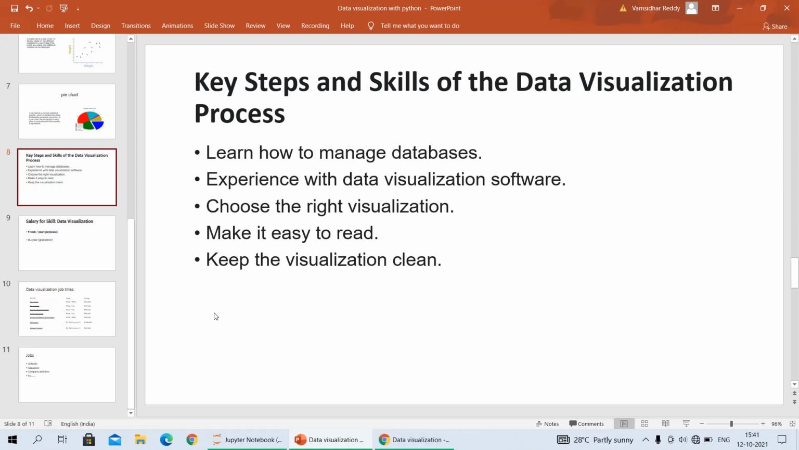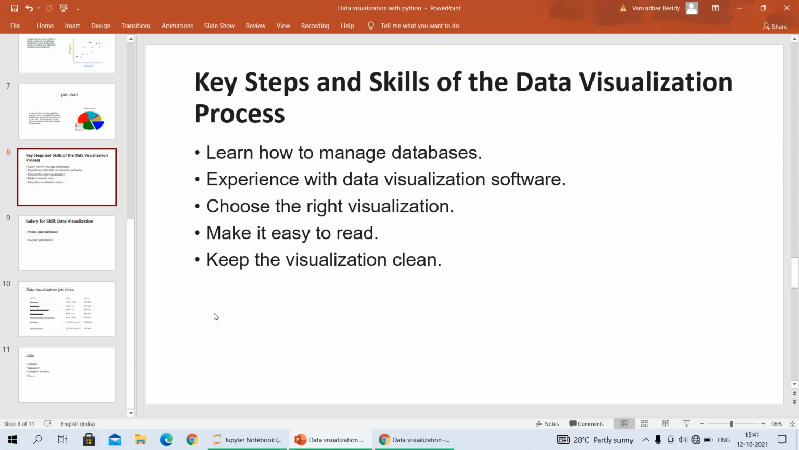It is easy for you to do well when you go to jobs and interviews. If they ask anything about that software, you can easily answer because you have already worked on it. And the third one is choose the right visualization. It means choose the right graph, the right visualization type, which humans can easily understand.